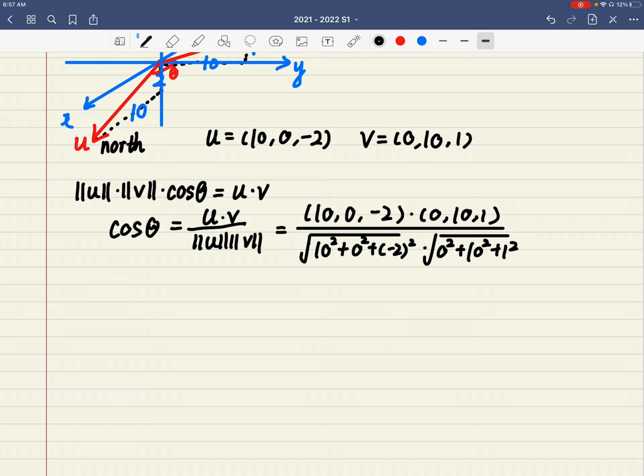You can do the calculation. It's going to be -2 over square root of 104 times square root of 101. Then you get a result, and theta is the arc cosine of that value. Theta is around 91.12 degrees.